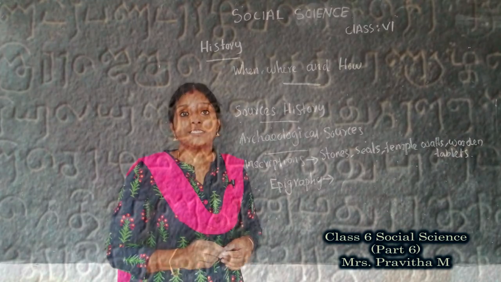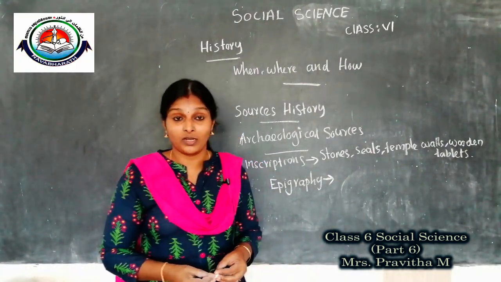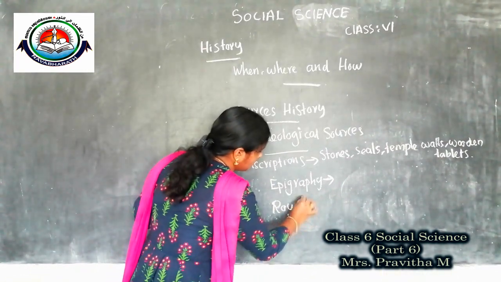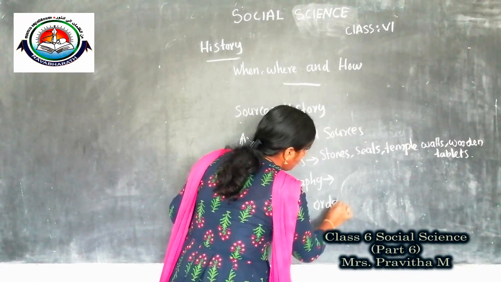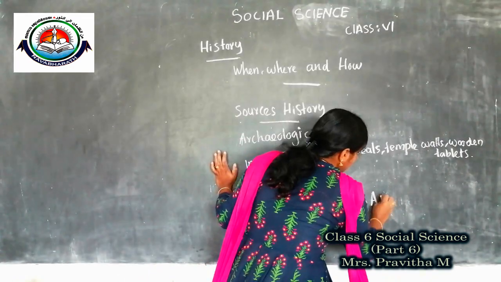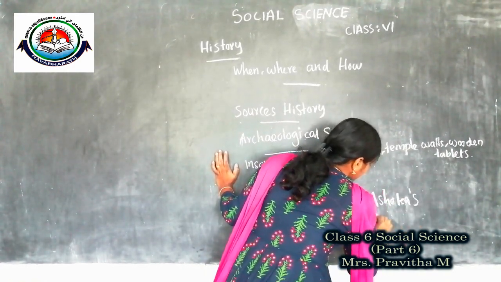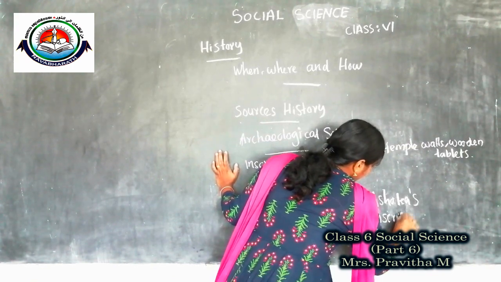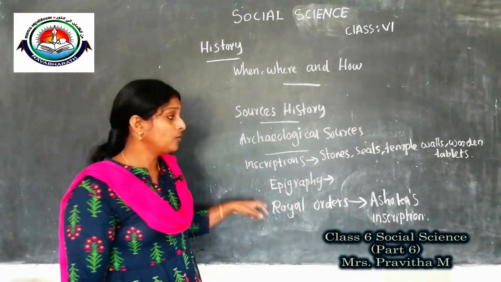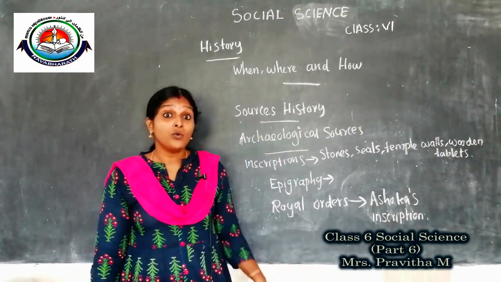A variety of inscriptions have been excavated by archaeologists. Some inscriptions are royal orders. Some inscriptions contain royal orders, for example, Ashoka's inscription. Ashoka's inscription contains some royal orders. Now you may have a doubt: who is Ashoka? Ashoka was a Mauryan emperor.